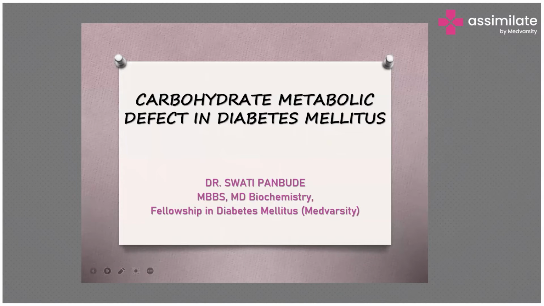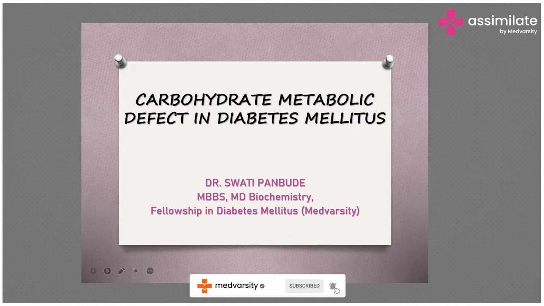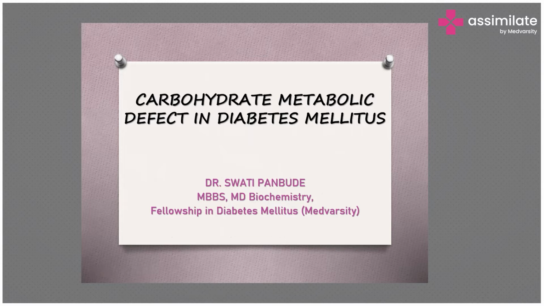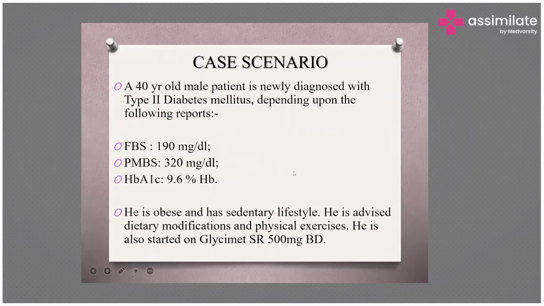Diabetes mellitus is a chronic metabolic disorder, which is due to either defective insulin secretion or action, or both. And this is basically related to disorders in carbohydrate, lipid, or protein metabolism. Today we'll be picking up the first, that is the carbohydrate metabolic defect in diabetes mellitus.